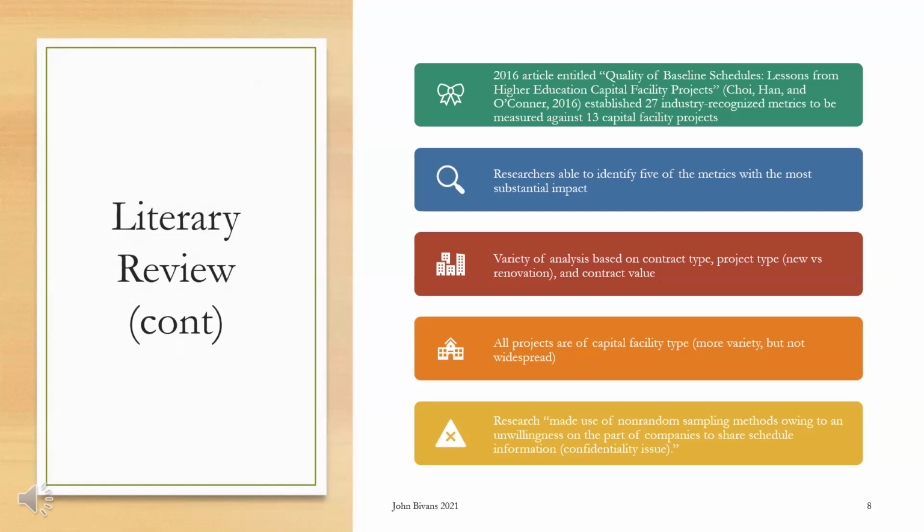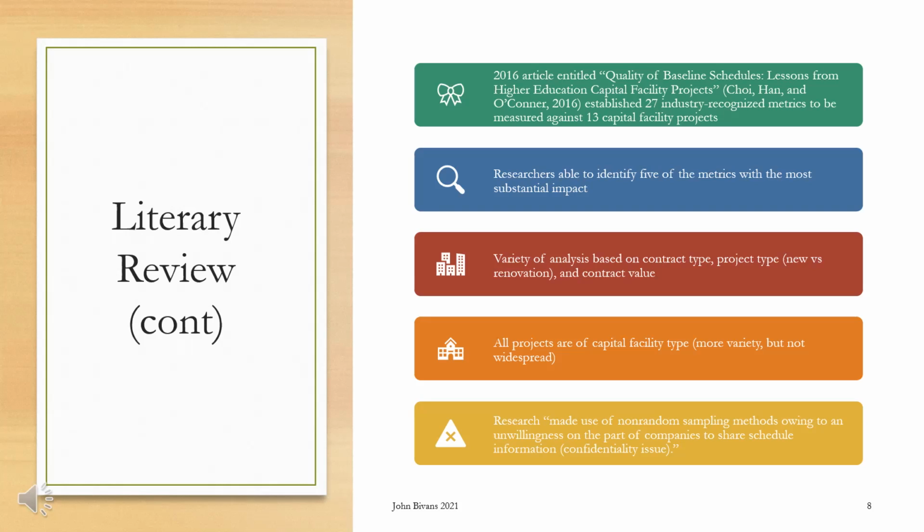In 2016, an article was published to the Journal of Professional Issues in Engineering Education and Practice entitled Quality of Baseline Schedules: Lessons from Higher Education Capital Facility Project. This study again established 27 industry-wide scheduling metrics based on standards to be measured against 13 capital facility project baseline schedules. Within this study, researchers were able to identify 5 metrics with the most substantial impact.